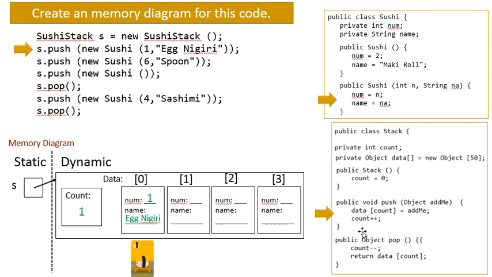Okay, so then the next thing we've got is we're going to have a spoon. We're going to call this constructor again. We're going to call push again. So we'll be adding it to the count position. So we'll go to the count position, which is 1, add those two things. So notice that this is going to change and this is going to change.